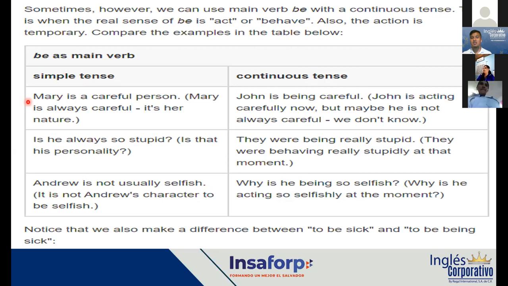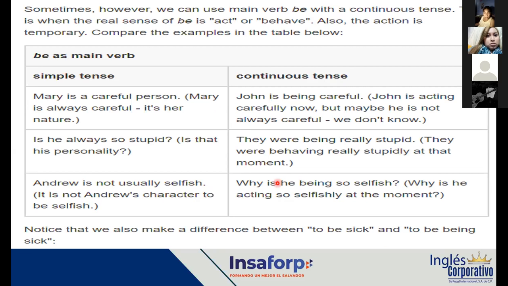Ahora, ¿qué pasa si yo utilizo el verbo be con ing haciendo referencia a la misma situación? Let's go to this part. Rufino, help me reading this part, please. John is being careful. John is being careful now, but maybe he's not always careful. We don't know. Okay, so tenemos la misma cosa, careful. Si se fijan acá, utilizamos el verb be en simple present y aquí lo estamos utilizando en continuous.